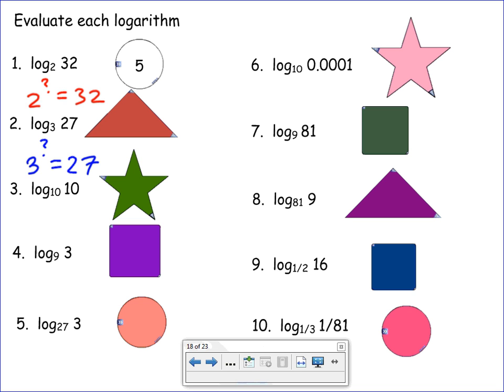Log base 3 of 27 is an exponent question. It's saying, what exponent must base 3 be raised to equal 27? Everybody find it. So what must 3 be raised to equal 27? Mason? 3. Absolutely. Guess what? Log base 3 of 27 is 3.